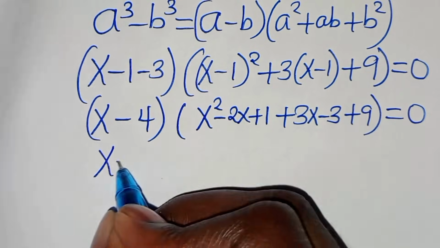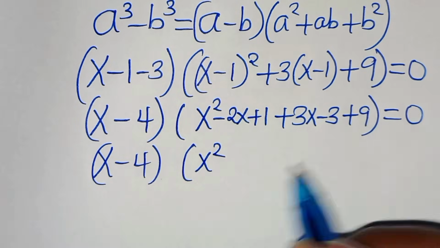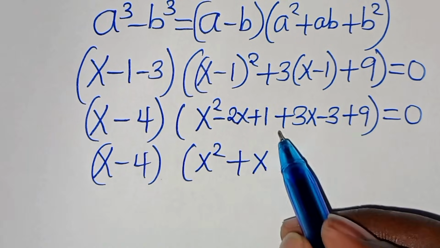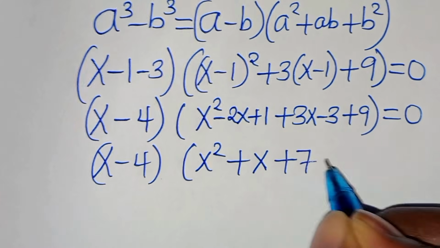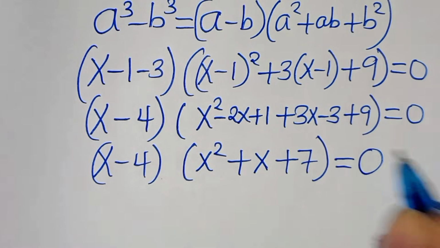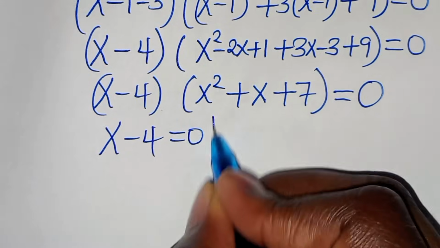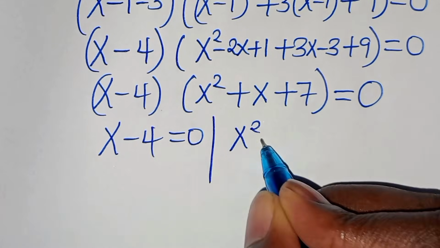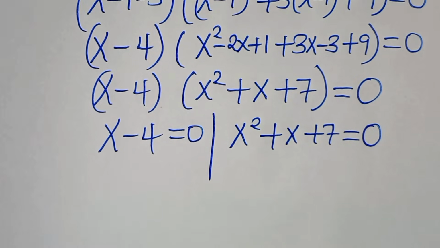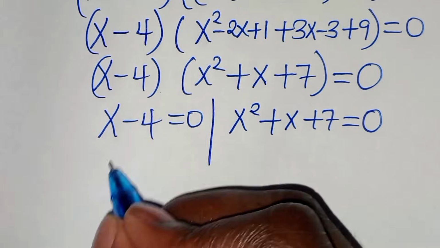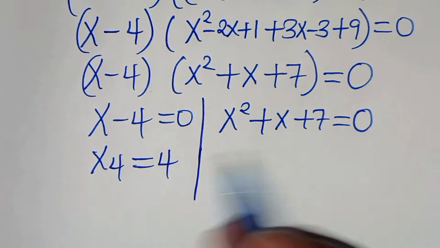So this is x minus 4, times x to the power of 2 minus 2x plus 3x, this is plus x. Then 1 minus 3 minus 2, then plus 9, this is plus 7. Close the parenthesis, equal to 0. We have x minus 4 equal to 0, then x to the power of 2 plus x plus 7 equal to 0. Now x4 is equal to 4, and this is a real solution.